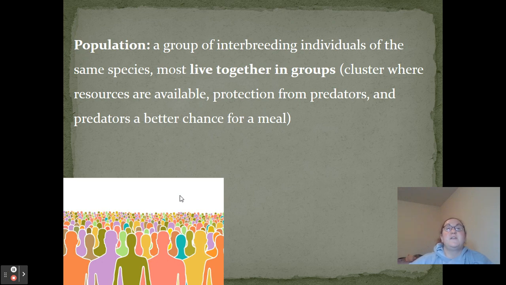So, a population is a group of interbreeding individuals. These are multiple different individuals that are singular, but all together make up, in one species, a population. So, all the human population, as you guys can see, my puppers in the background, all the canines make one species. Most live together in a group where resources are available, protection from predators, and predators have a better chance of getting meals.